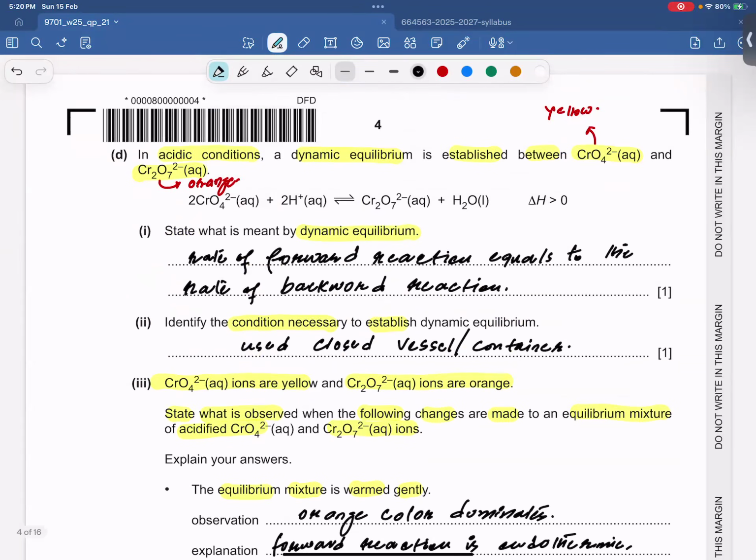Let me tell you one more thing here. This indicates that the reaction is endothermic, okay? Because the delta H value is greater than 0, which means the enthalpy change value becomes positive, which means it is endothermic.